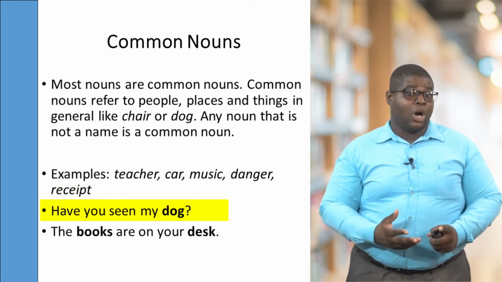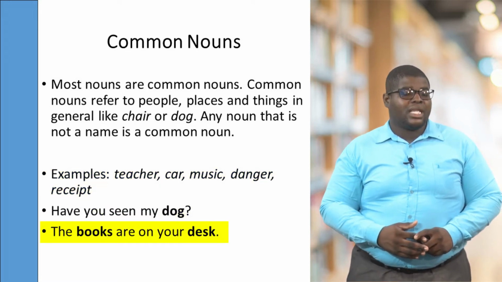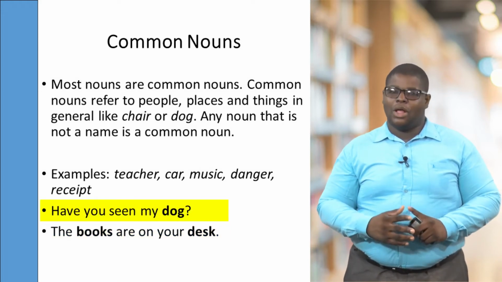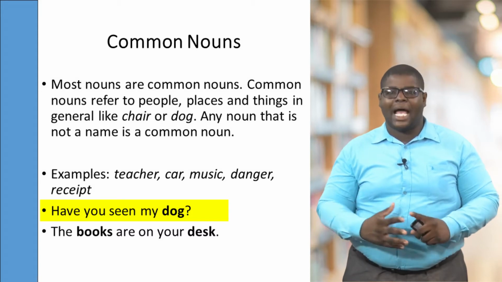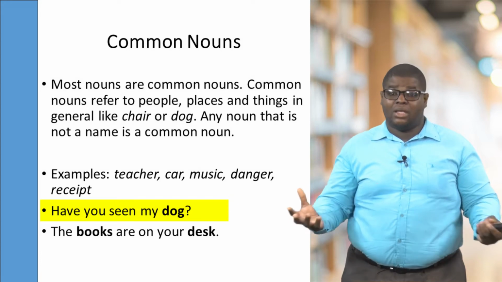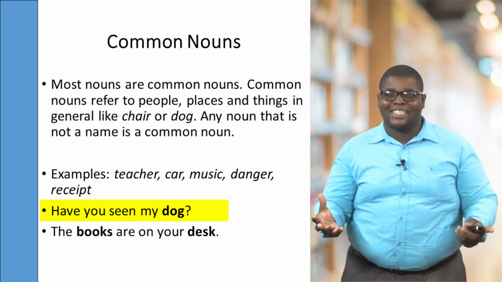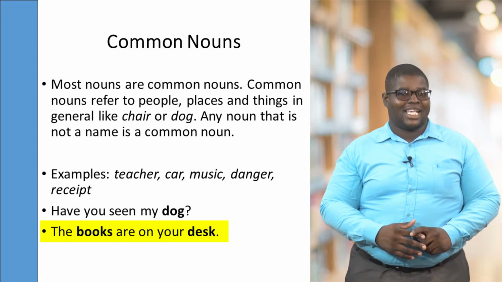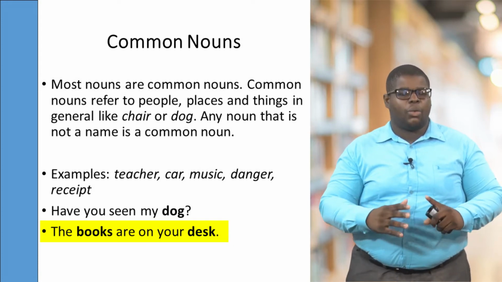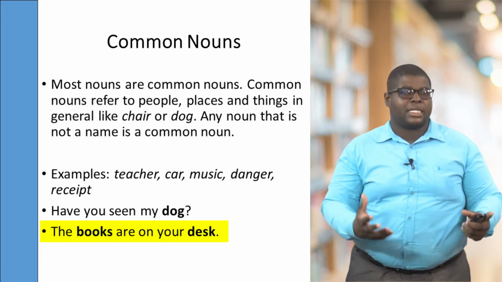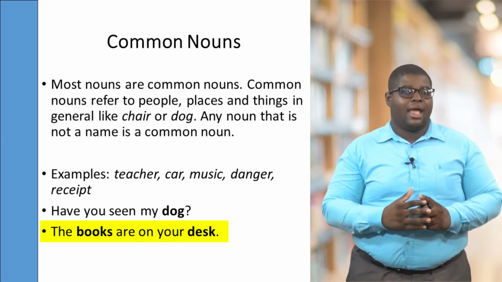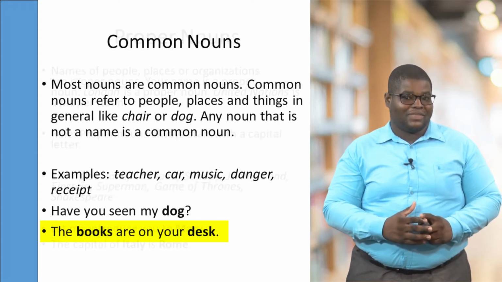Have you seen my dog? The books are on your desk. Now in those two sentences, what do you find? When we say dog, we have that word highlighted. Which dog? We don't have a specific name, he's just saying dog. And dog can refer to a lot of dogs. And then we have books in the second sentence. The books are on your desk. Notice how general. Which book or which books? Which desk in particular? So common nouns are very general.